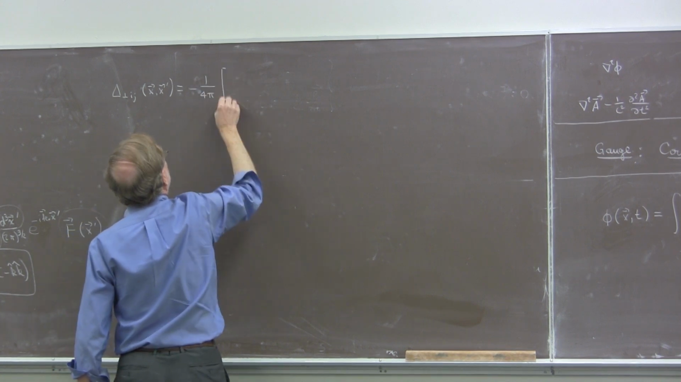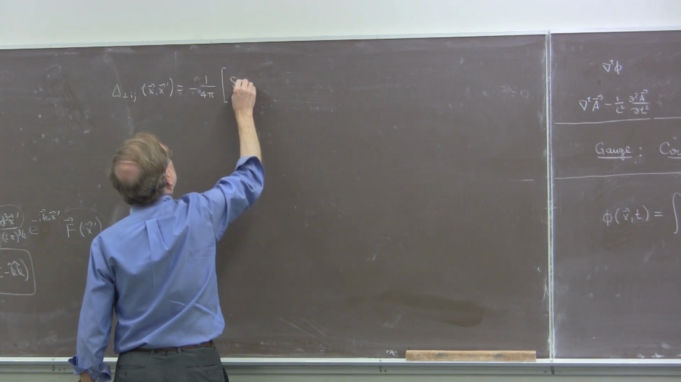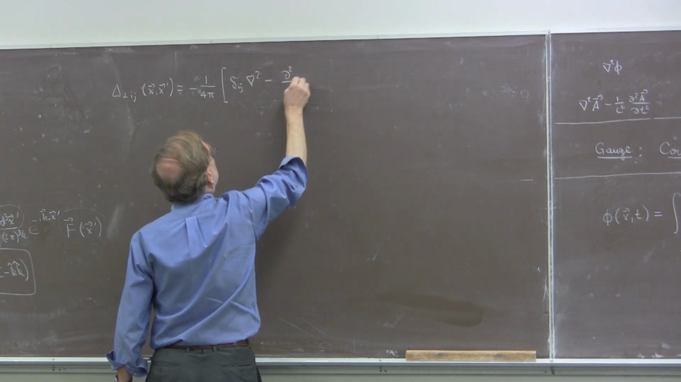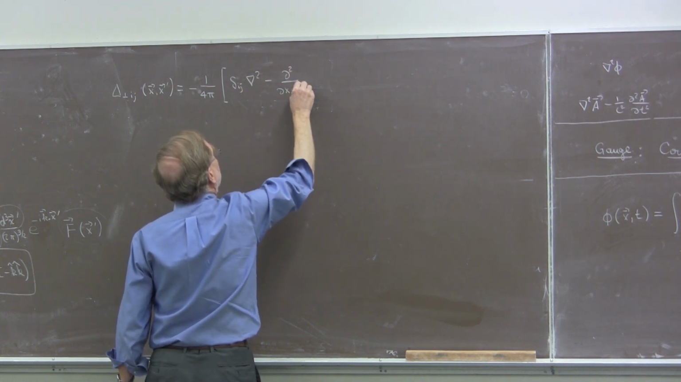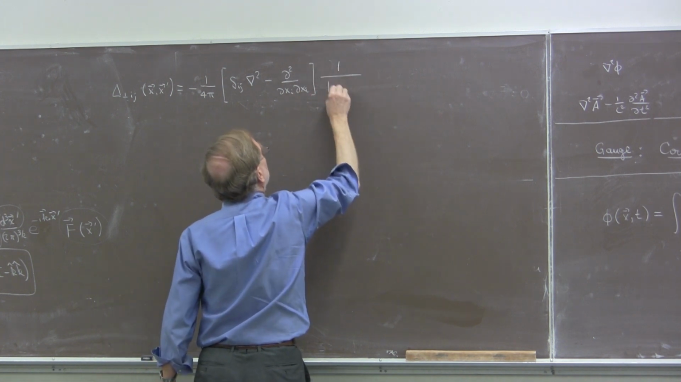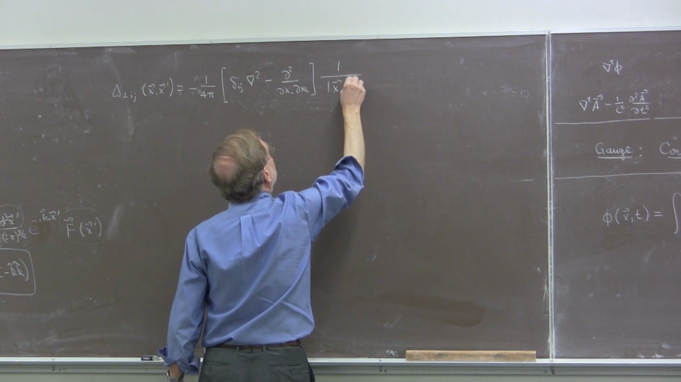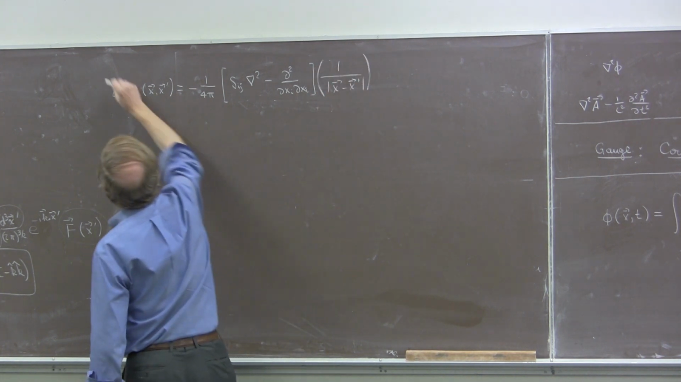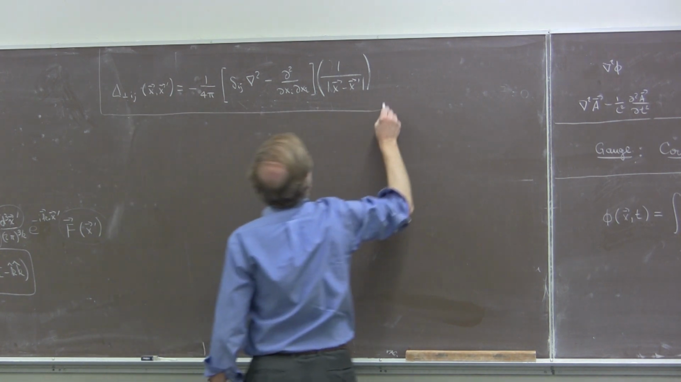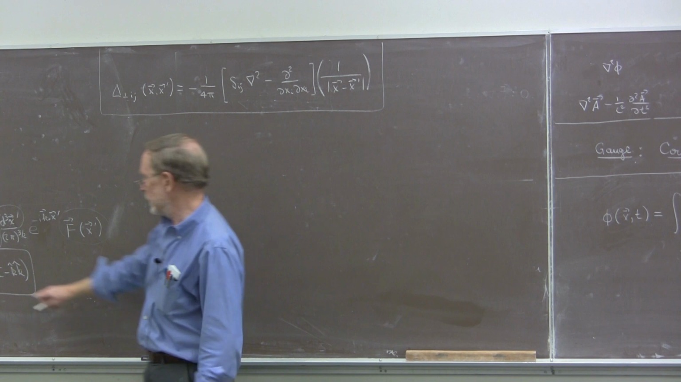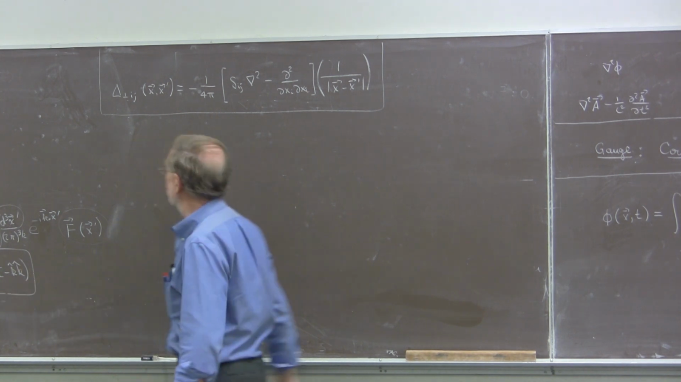It's minus 1 over 4 pi, delta ij times the del squared Laplacian operator, minus the second derivatives, del second derivatives with respect to xi, xj. And then this all acts on the Coulomb denominator, 1 over x minus x prime, like this. This is another expression for the transverse projector, which one can show is actually identical to this one. It's just written in a different way.